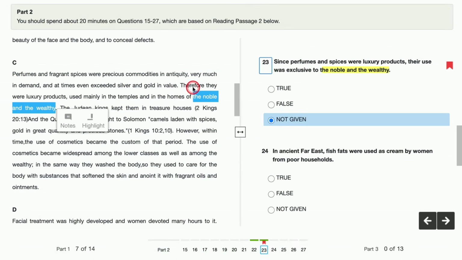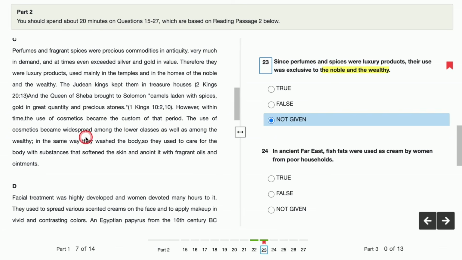What does this sentence say? It says they were luxury products. They refers to perfumes and spices, right? Perfumes and spices were luxury products. It says the same thing as this clause, right? Used mainly in the temples and in the homes of the noble and the wealthy. So perfumes and spices were used mainly by the noble and the wealthy, not only by the noble and the wealthy. And as we continue reading, we will find the answer is even more obvious.